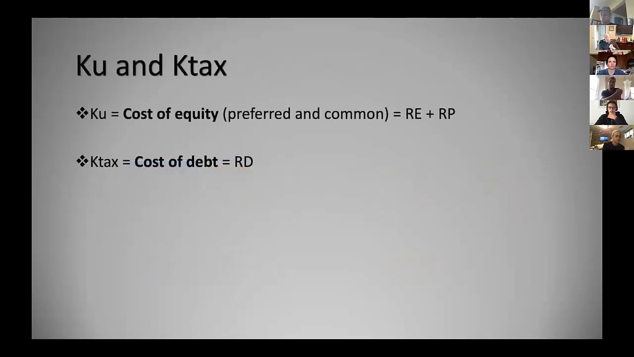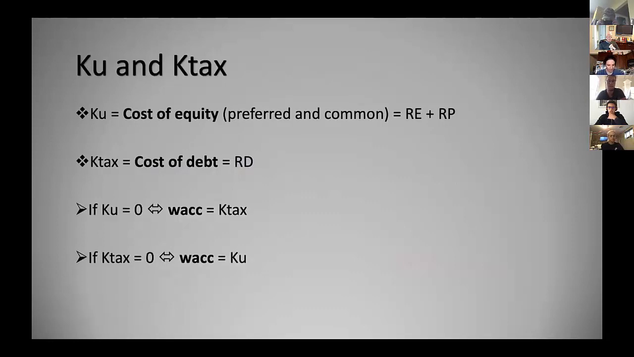So let's first take a look at KU and K tax. KU is the cost of common and the cost of preferred, and K tax is the cost of debt. And we can see that there is a relationship between them. In fact, if one is equal to 0, the other one will be the WACC. What I mean is that if a company does not have any debt, then the cost of equity will be the WACC, and vice versa. If they don't have any equity, the cost of debt will be the WACC.